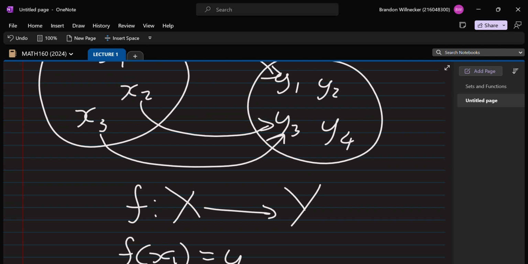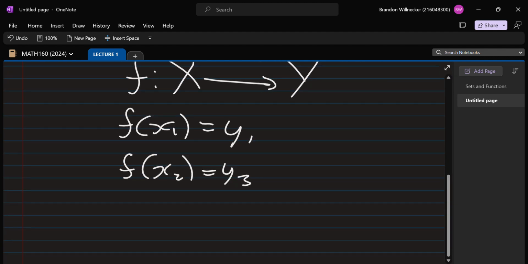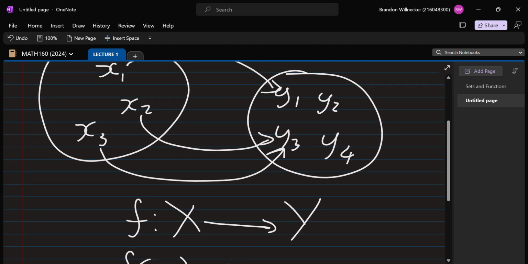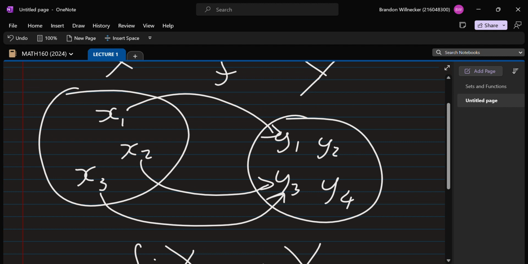You can have all the elements going to one element. You can have all the elements going to none of the elements. Doesn't matter, as long as you provide the rule. So f of x3, that's also y3. Now there's a very, very important thing. The set x. You see how all the arrows come from the x elements. We didn't leave out any x elements. For a function to be a function, we need to use all of the elements from that beginning set. We cannot leave anything out. That beginning set we call the domain.